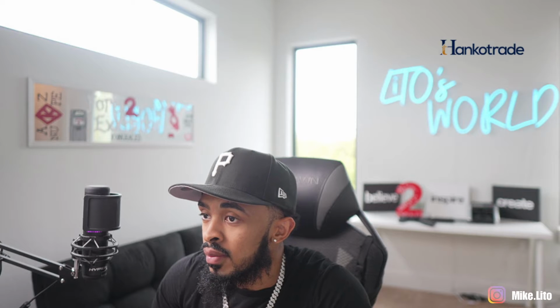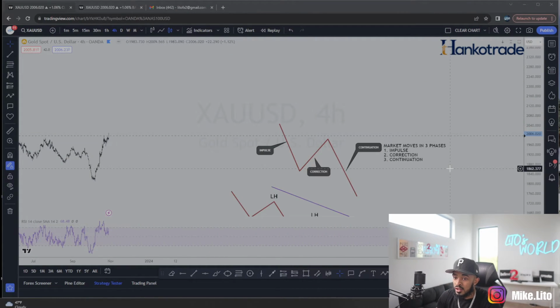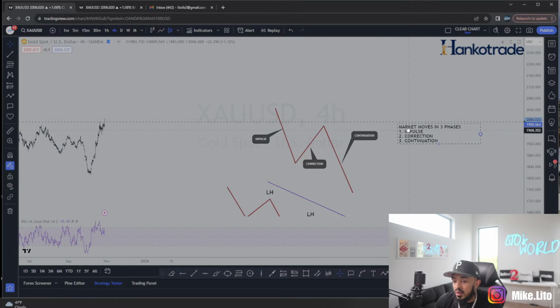So we know that the market consists of three phases. If you guys have been paying attention to my last market structure video, I talked about this very often, but now I'm going to give you the in-depth insight on how I approach the markets currently in 2023 with market structure. The market moves in three phases: impulse, correction, continuation.